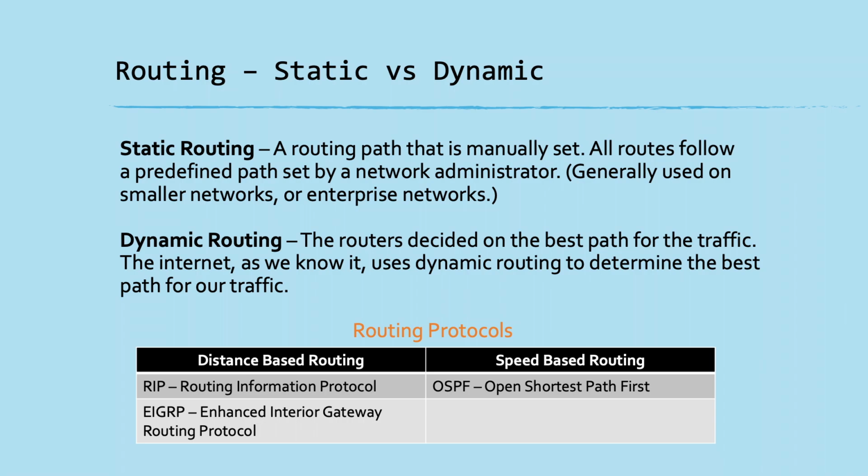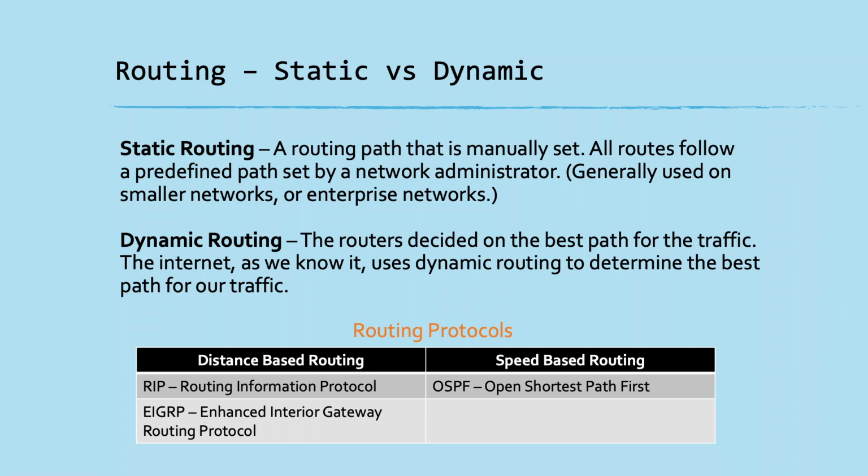So with routing, there are two different ways to route. We can do static or dynamic. Static routing is where generally a system administrator creates a routing path that is manually set. So all routes have to follow this predefined path that's set by the network administrator. These are generally on smaller networks or on enterprise networks.